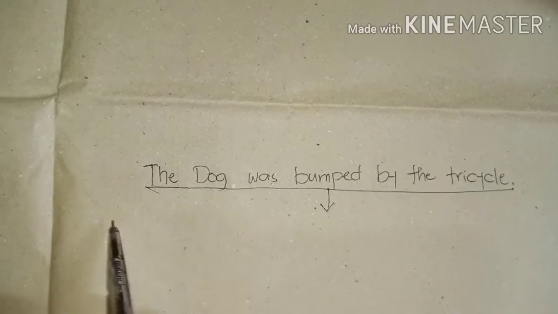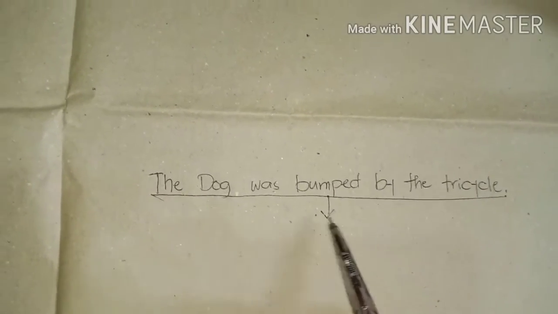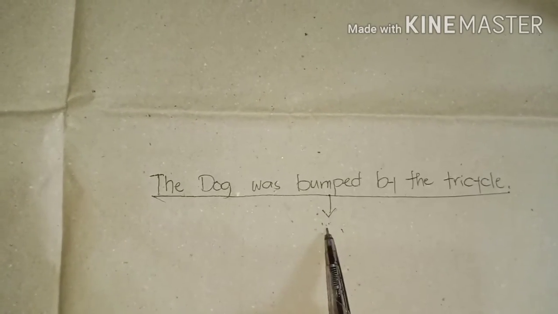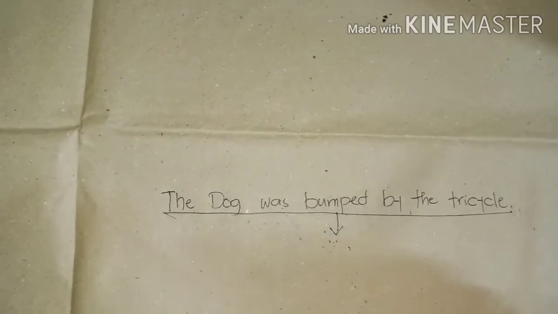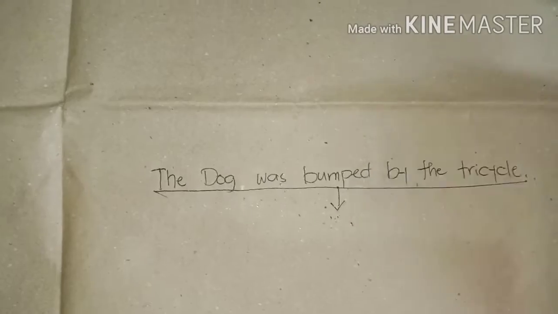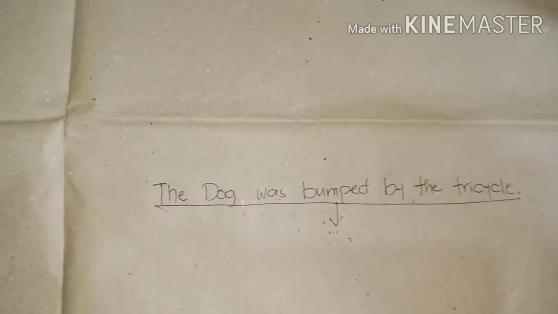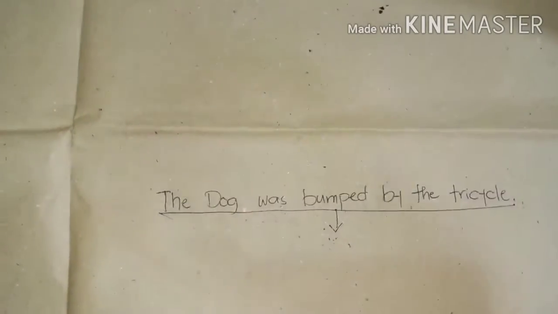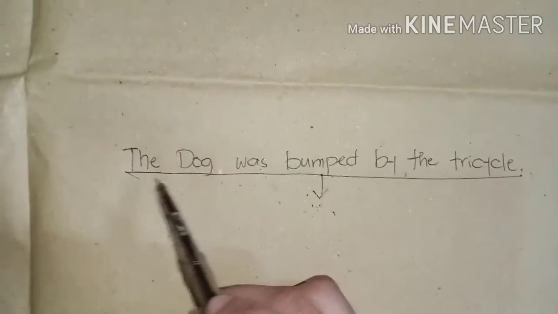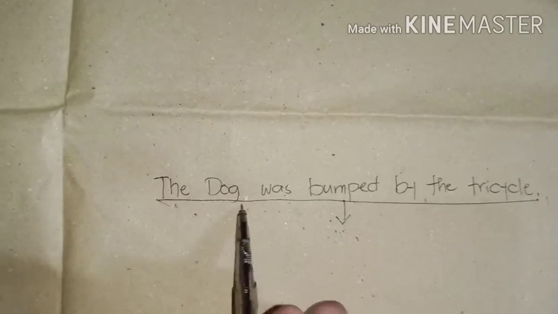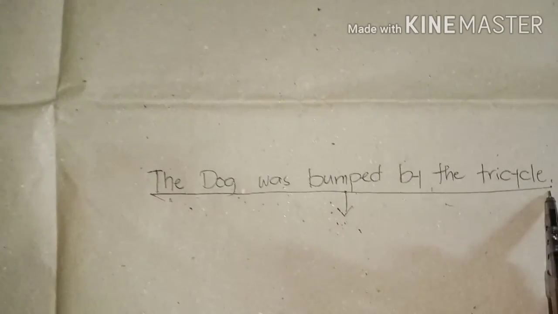So I have here an example of a sentence. What I'm going to do is to identify every word from this sentence. I'm going to identify if it is a noun phrase, a verb phrase, a prepositional phrase, preposition, adjective, noun, verb, and so on. So let's start. The sentence is: the dog was bumped by the tricycle.